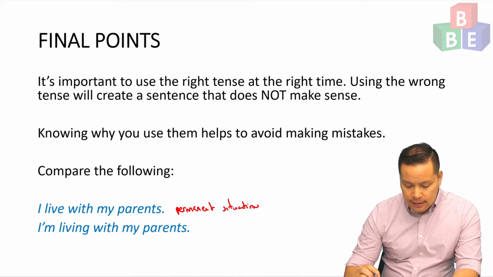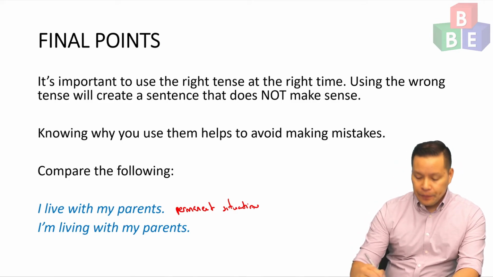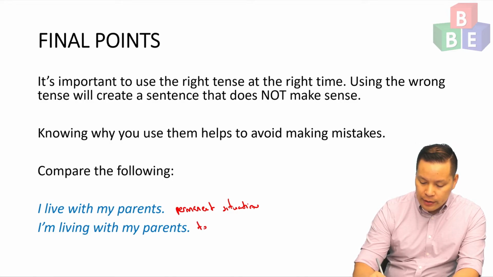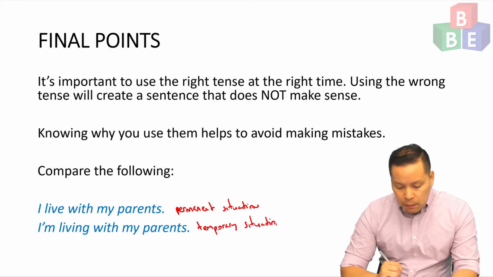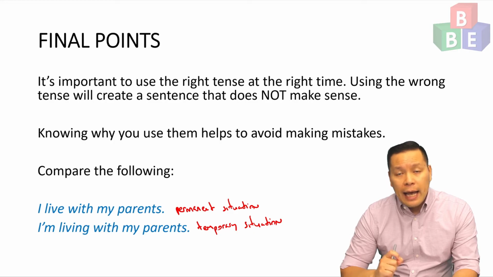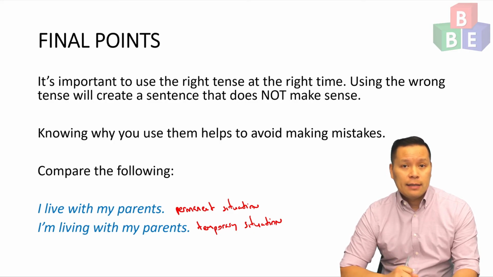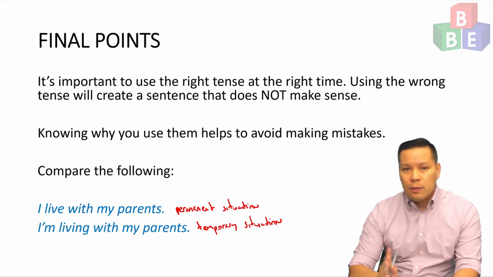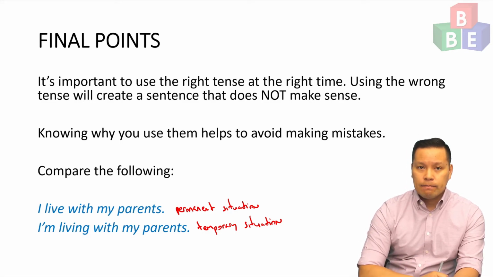In the second sentence, I'm living with my parents. This is a temporary situation. This is not normal. Maybe the full sentence is, I'm living with my parents until my house has finished renovating. So I'm going to live with my parents for a couple of weeks.